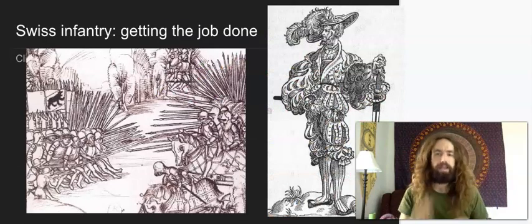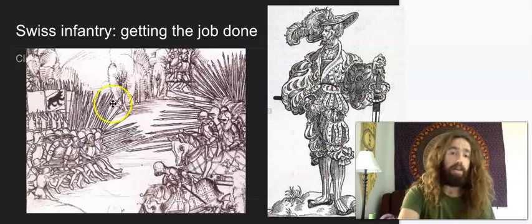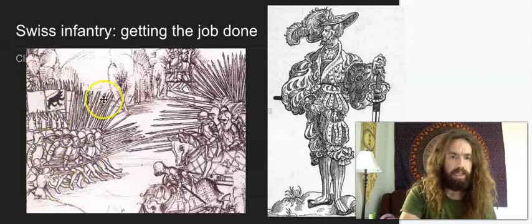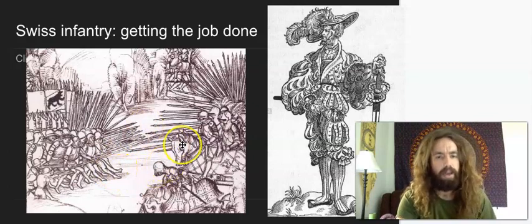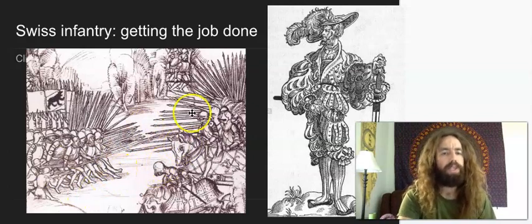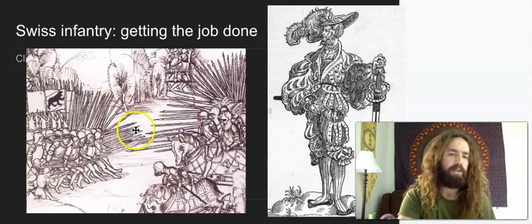So here's some images of what this might have looked like. This is an image of a Swiss team of pikemen taking on an army of Burgundian knights. And unlike what you've seen in movies, horses aren't stupid, and horses will not simply impale themselves on a row of spikes.